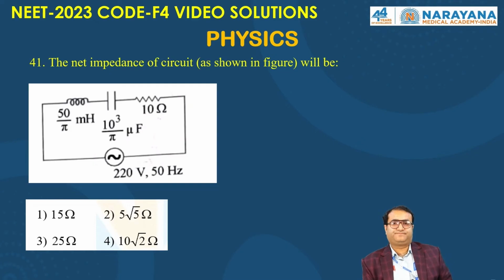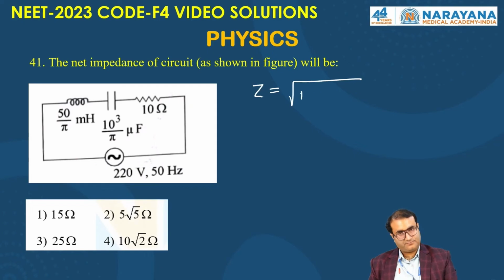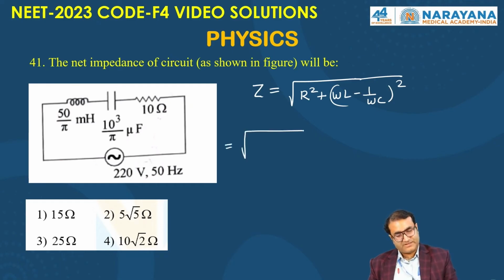Question number 41. You have to find the net impedance of the circuit. In order to find the net impedance of the circuit, we have a formula: Z is equal to under root of R square plus (omega L minus 1 by omega C) whole square. Simply you have to put the values. Under root of 10 square plus, omega is 2 pi f, so plus 2 pi, f is 50, and L is 50 by pi.